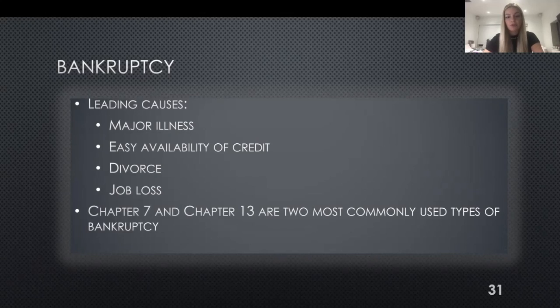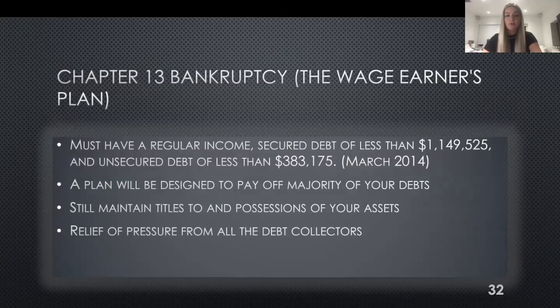Chapter 7 and Chapter 13 are two of the most commonly used types of bankruptcy. Chapter 13 bankruptcy is otherwise called the wage earners plan. Must have a regular income, secured debt of less than $1,149,525, and unsecured debt of less than $383,175 as of March 2014. A plan will be designed to pay off the majority of your debts. You will still maintain titles to and possession of your assets. Relief of pressure from all the debt collectors.